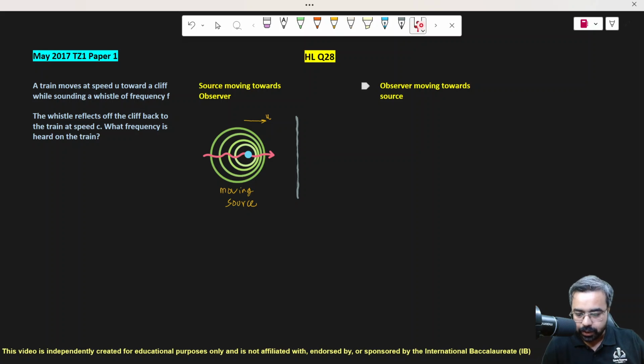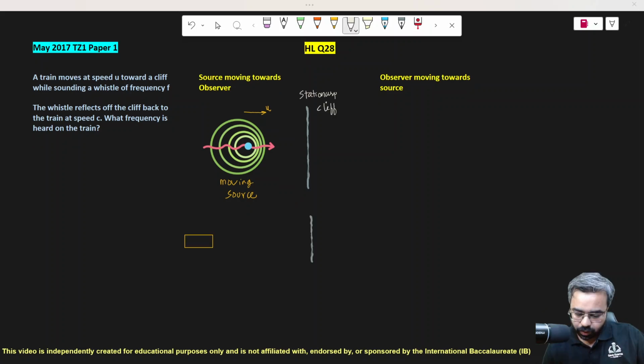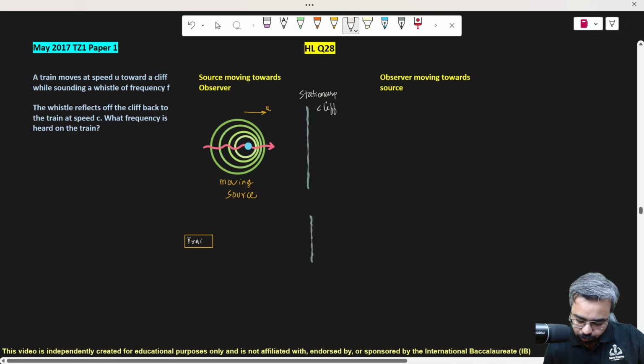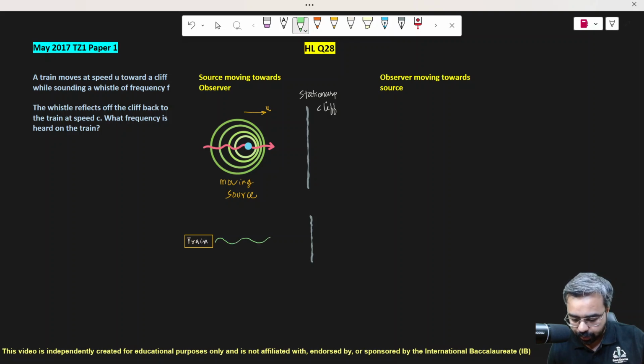Now the cliff will act as a source and the train will act as an observer. So how do you find the frequency in that case? That's what we are going to solve today. So if this is a train that is moving towards a cliff, and suppose this is a wave that is sent by the train, and this is a wave that is going to hit the cliff. I'm going to show you the next position of the train, and you will see that there will be a Doppler shift in this wave, and that's why there will be a change in frequency that we are going to calculate very soon.